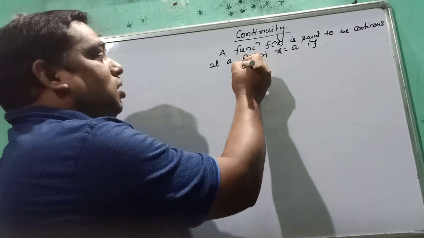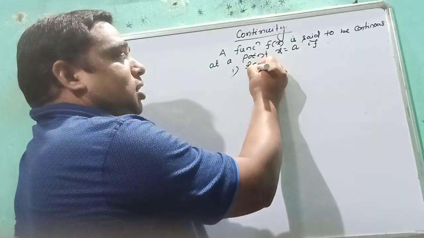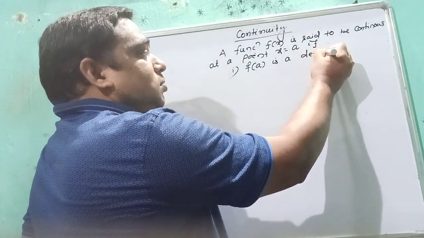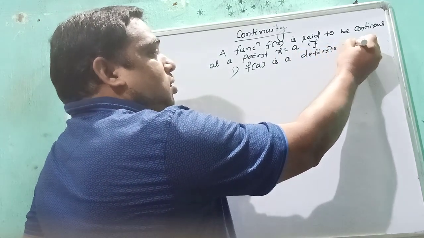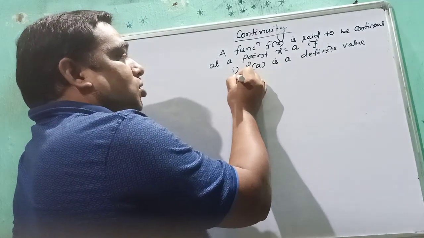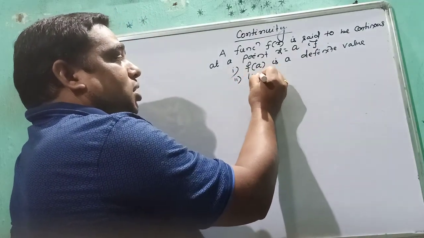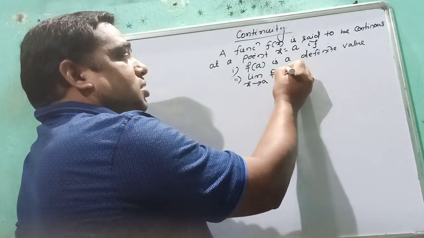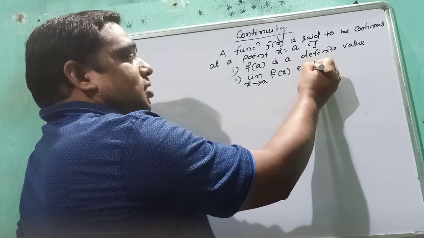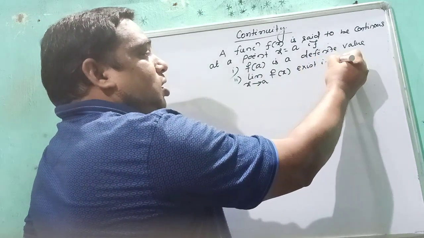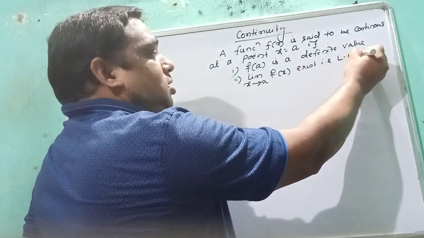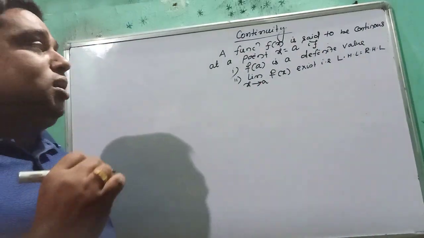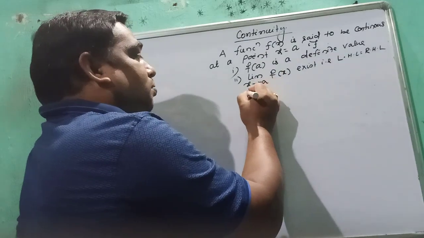First condition: f(a) is a definite value. The second condition is limit x tends to a of f(x) exists. That is, the left hand limit is equal to the right hand limit, which you already learned in first year.